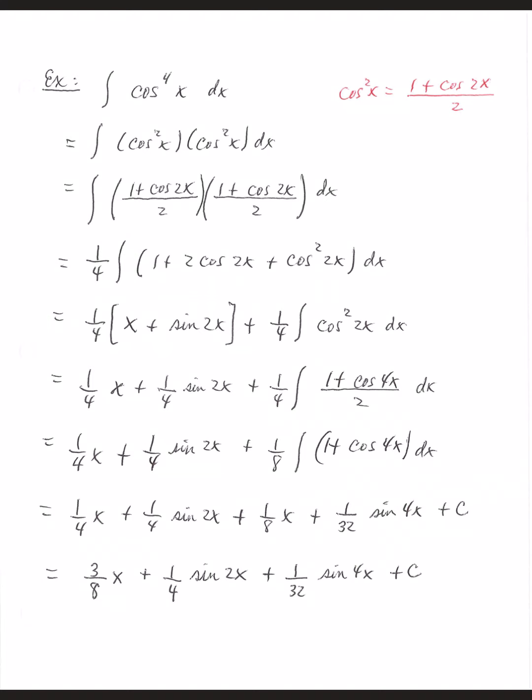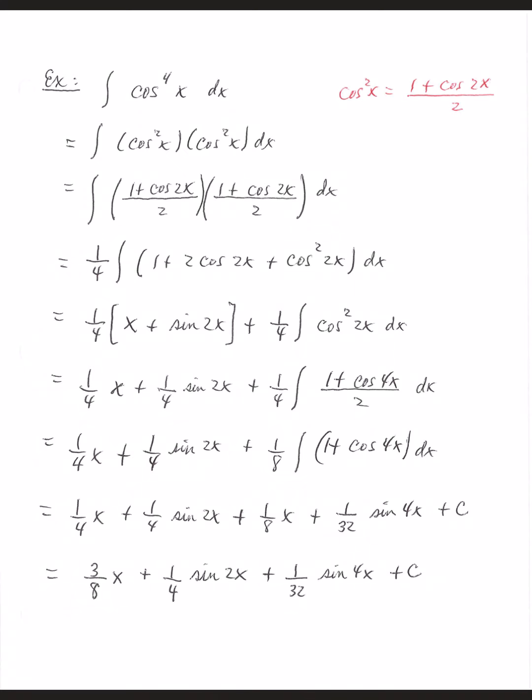Foiling the numerator, you get 1, cosine 2x, another cosine 2x, and that's the O and I from FOIL. So that gives you 2 cosine 2x. And then the last is cosine squared 2x.